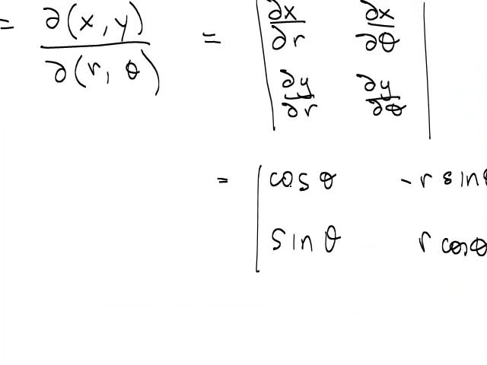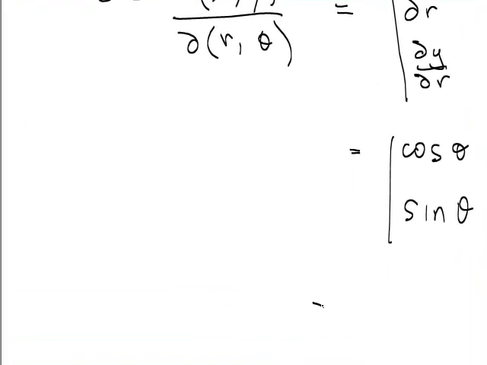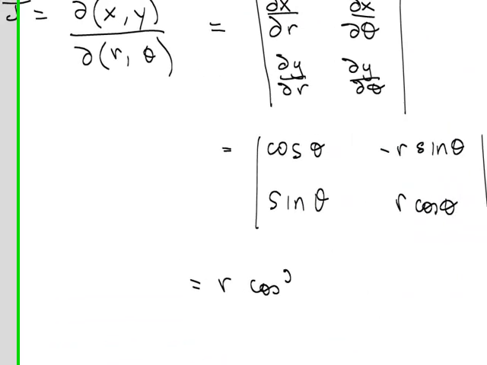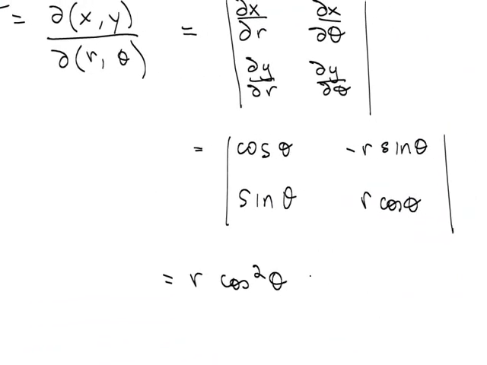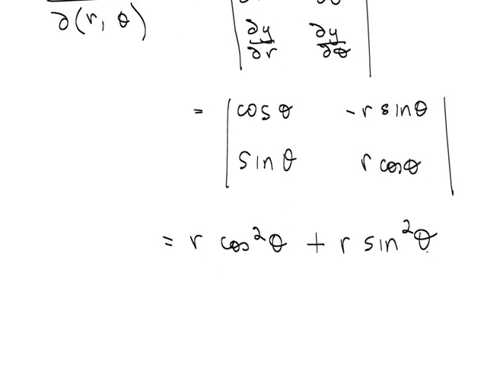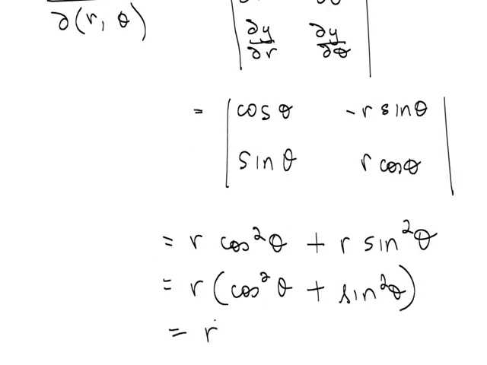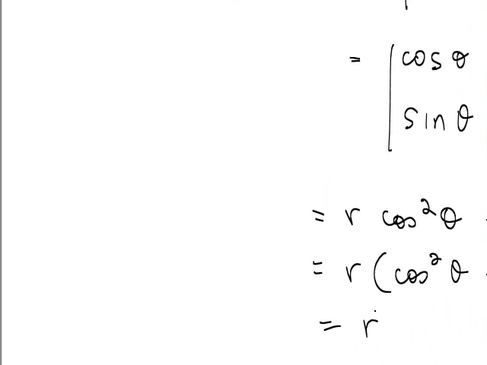So r cosine theta times cosine theta is r cosine squared theta minus negative r sine theta by sine theta is minus r. So that's a plus r sine squared theta. Simplify this. R times cosine squared theta plus sine squared theta, and that is r. So that is how you work out Jacobians, right?